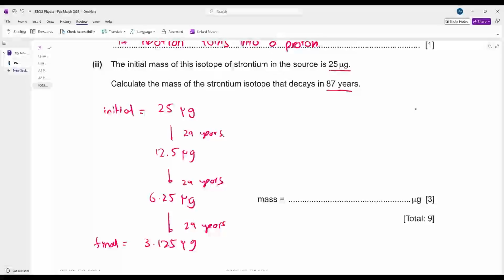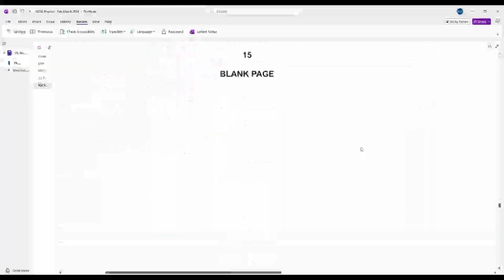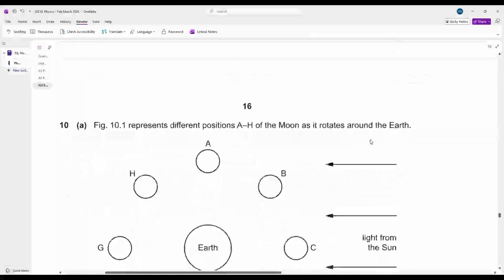Can you calculate the mass of strontium that decays in 87 years? Change in mass निकाल सकते हो. 25 minus 3, that is 22 micrograms is your answer. Simple as that. आगे बढ़ते हैं.